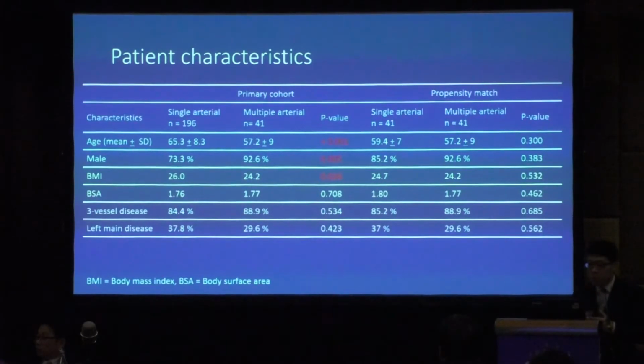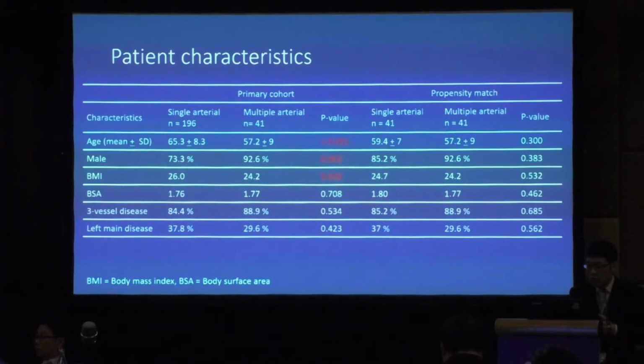This table presents the baseline characteristics. On the left, the primary cohort. On the right, after propensity match. As the table suggests, both groups differ significantly in many aspects. We decided to perform propensity match analysis and found that these factors are no longer significantly different.